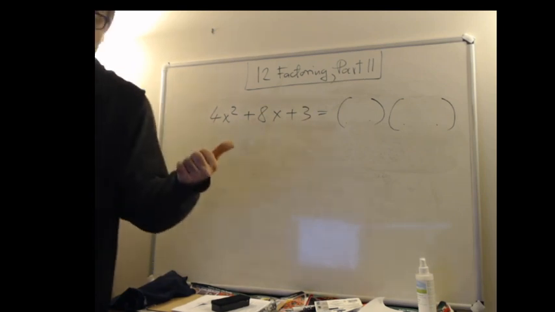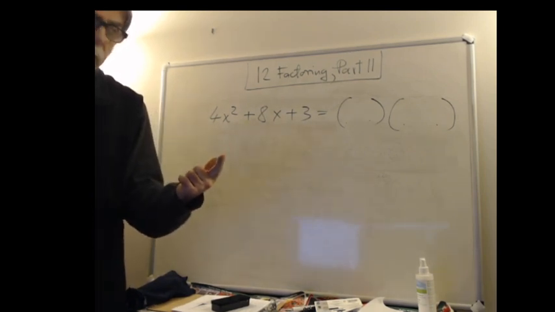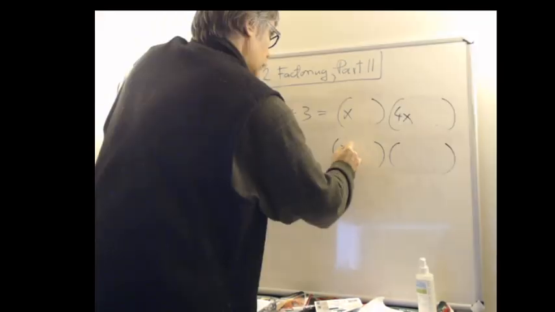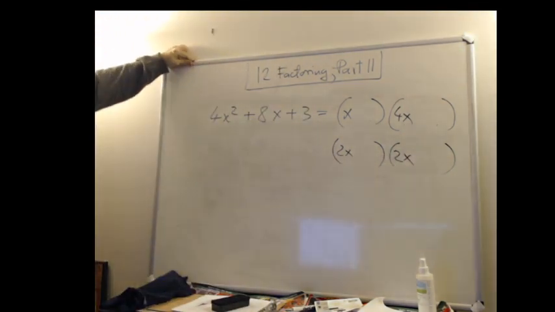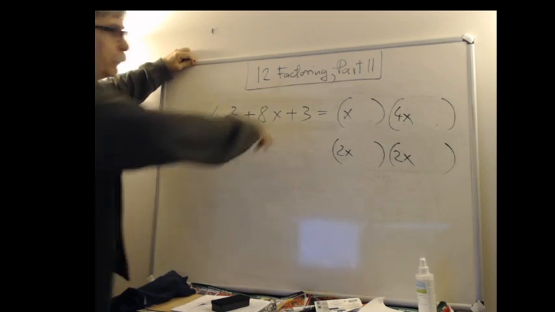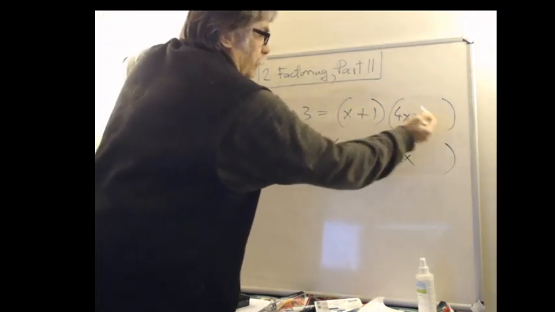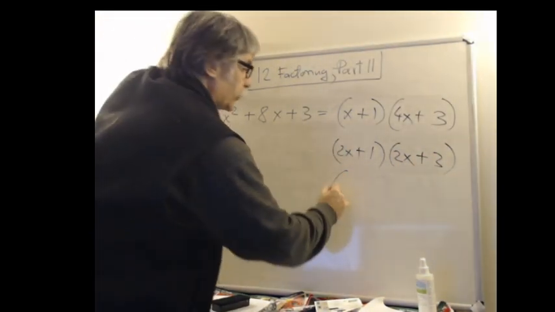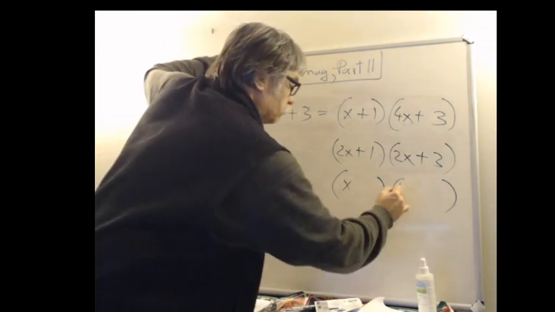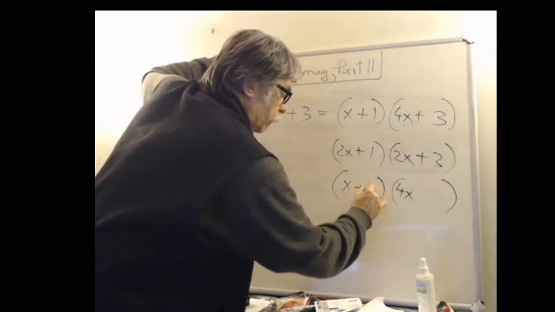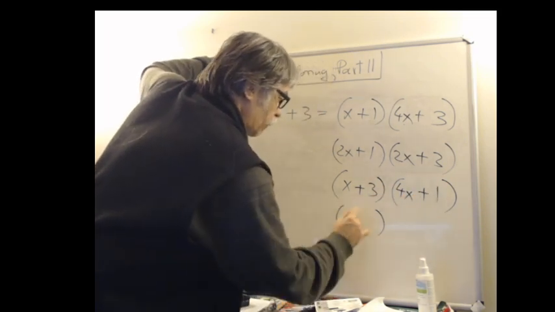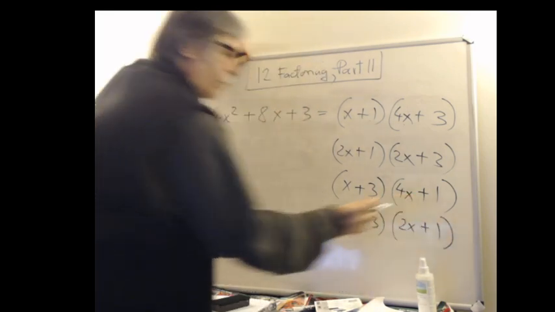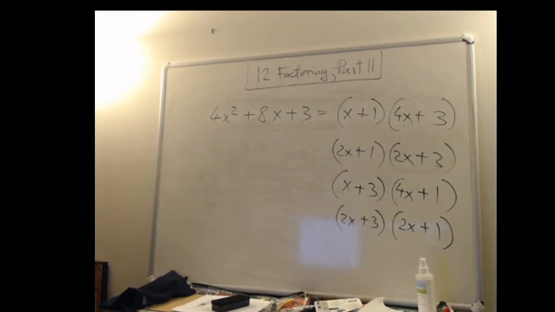I can get 1x times 4x. I can get 4x times 1x. It makes no difference. I'm going to put 1x here. So this is the thing. And I can get 2x. Okay? Now in how many ways can I get 3? From the last and last. 1 and 3. And then I can also get the 3 and 1. All possible combinations.